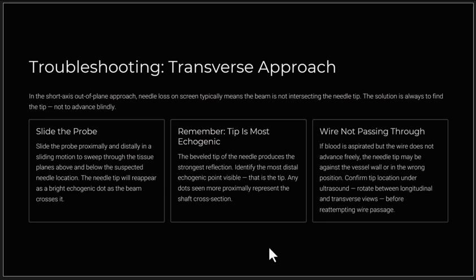Now, you could have an issue as you're trying to pass the guide wire. So let's say you're in the out-of-plane approach, you've aspirated blood, and you're threading your guide wire, but it's not advancing freely. Keep the ultrasound in your sterile field. Grab it and then go back and check where your needle tip is. Is the needle tip still inside the vessel lumen? Could it have gone through the back wall of the vessel, and that is why the wire is not passing appropriately? So use your resources, use the ultrasound, keep it sterile in your field, and confirm the tip location. And you can rotate between the short axis and the long axis before reattempting the wire passage.